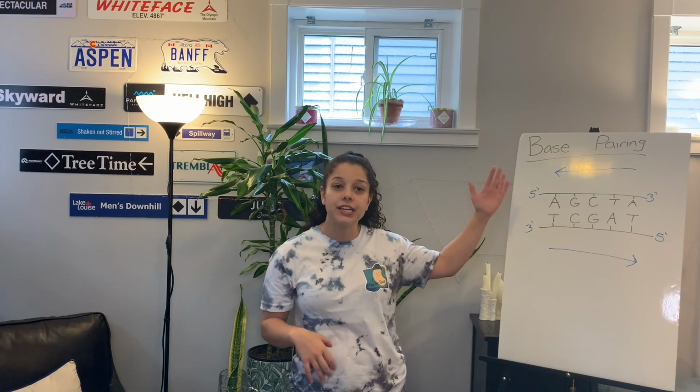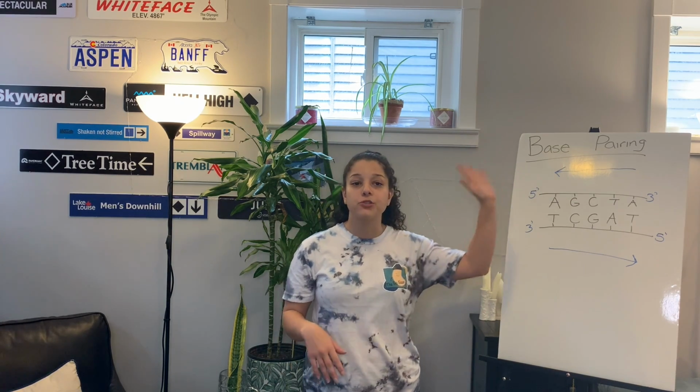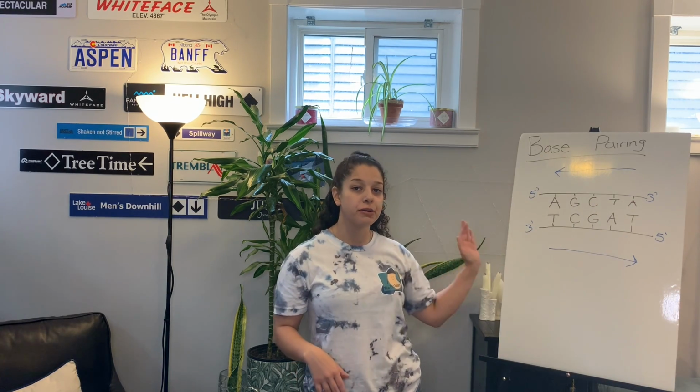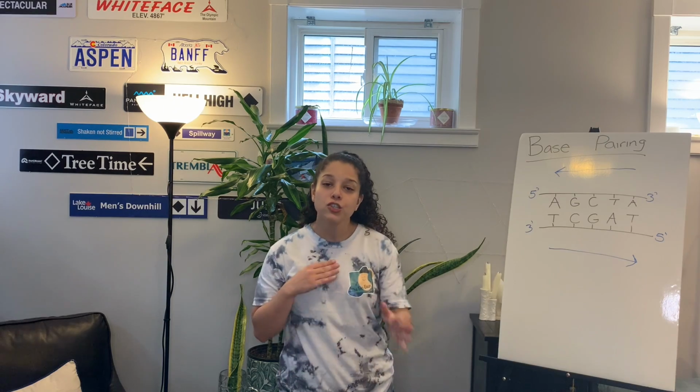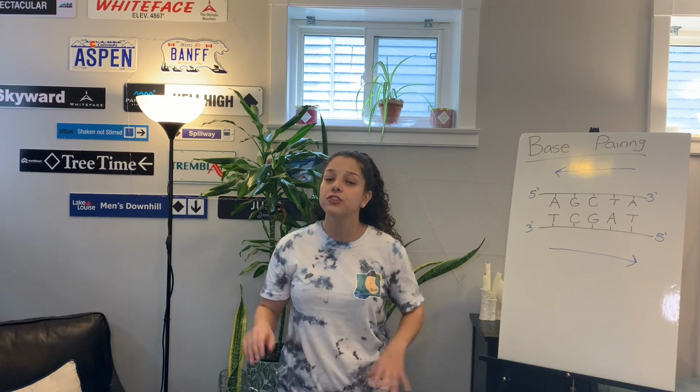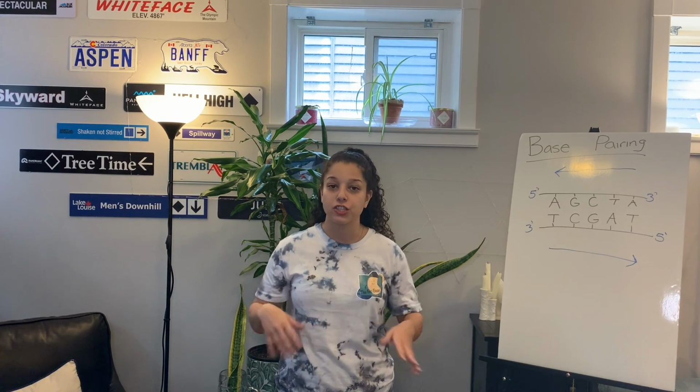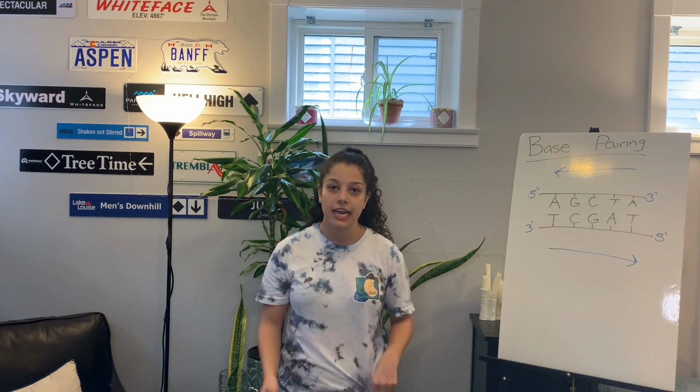So the top strand here is in the 5' to 3' direction, whereas the bottom strand is running in the 3' to 5' direction. So while they're parallel to each other, they're termed anti-parallel because they're running in opposite directions. So they're not running together in the same way.